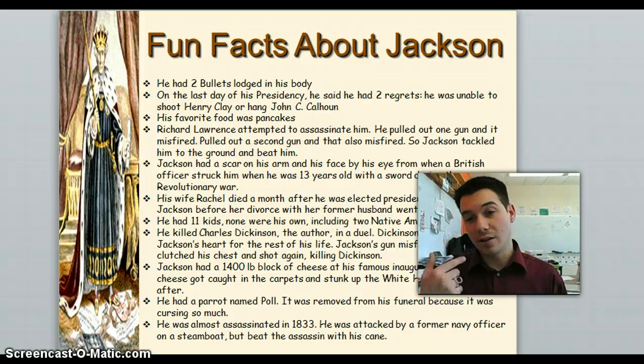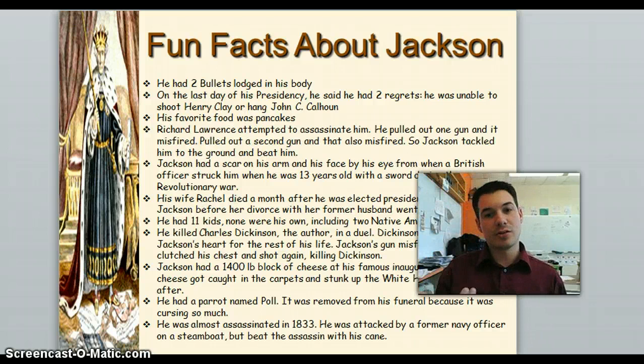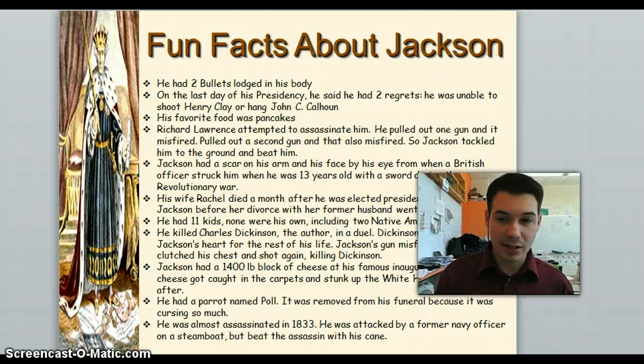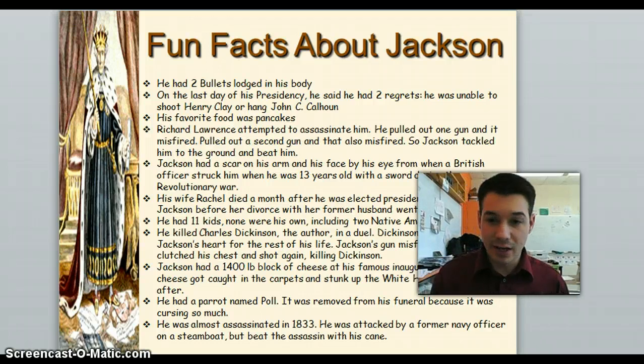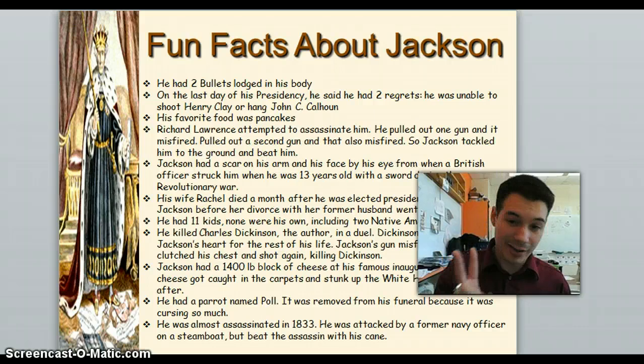He also had a scar on his arm and his face by his eye because a British officer during the Revolutionary War, when he was a young child, actually struck him with a sword. His wife, Rachel, died a month after he was elected president. She married Jackson after her divorce from her former husband went through. And because the divorce didn't go through at first, again, a lot of that mudslinging was based on Rachel. He had 11 kids. None of them were his own, including two Native American kids.